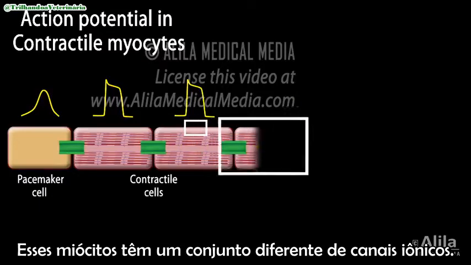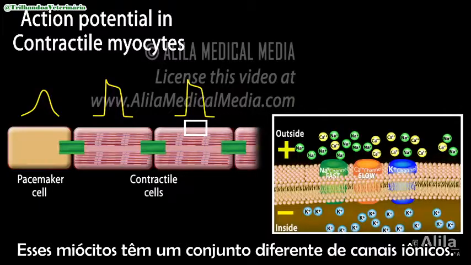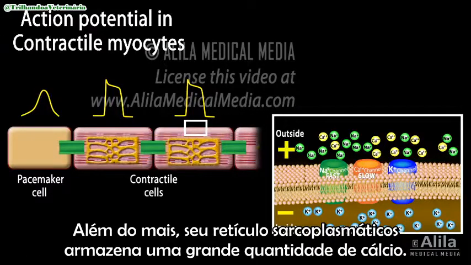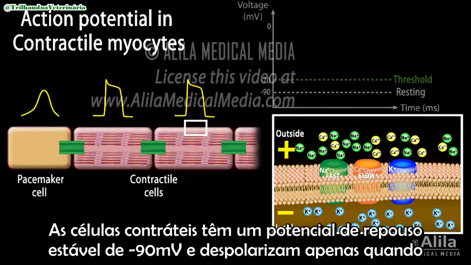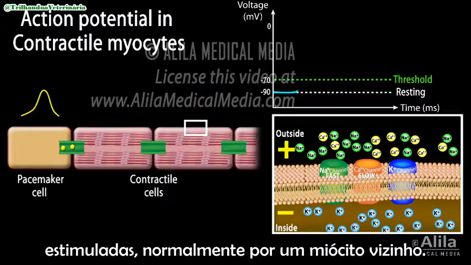These myocytes have a different set of ion channels. In addition, their sarcoplasmic reticulum, the SR, stores a large amount of calcium. They also contain myofibrils. The contractile cells have a stable resting potential of -90 millivolts and depolarize only when stimulated, usually by a neighboring myocyte.